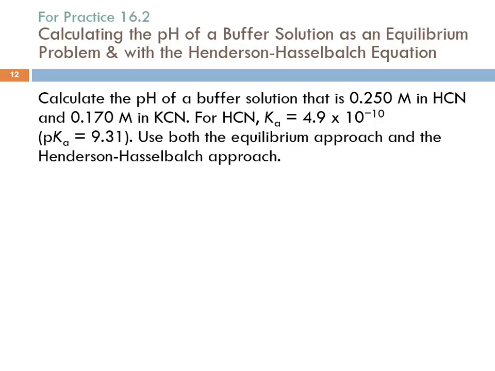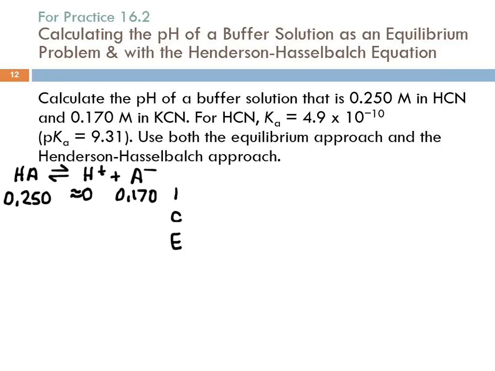Which one do you want to do first? Do the equilibrium first. Okay. So I'm going to try to write small. We've got HA to H plus and A minus. And I didn't leave room for the ice. Put the ice over here. Initial for the acid is 0.250. Initial for the base is 0.170. And we're saying that the initial for the hydrogen ion is approximately 0. So then what do we do?